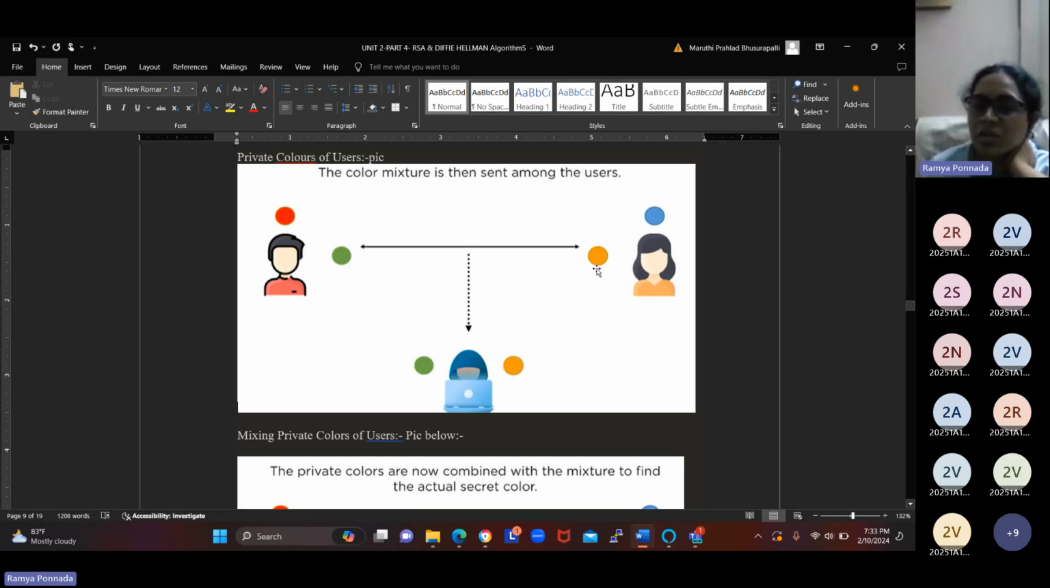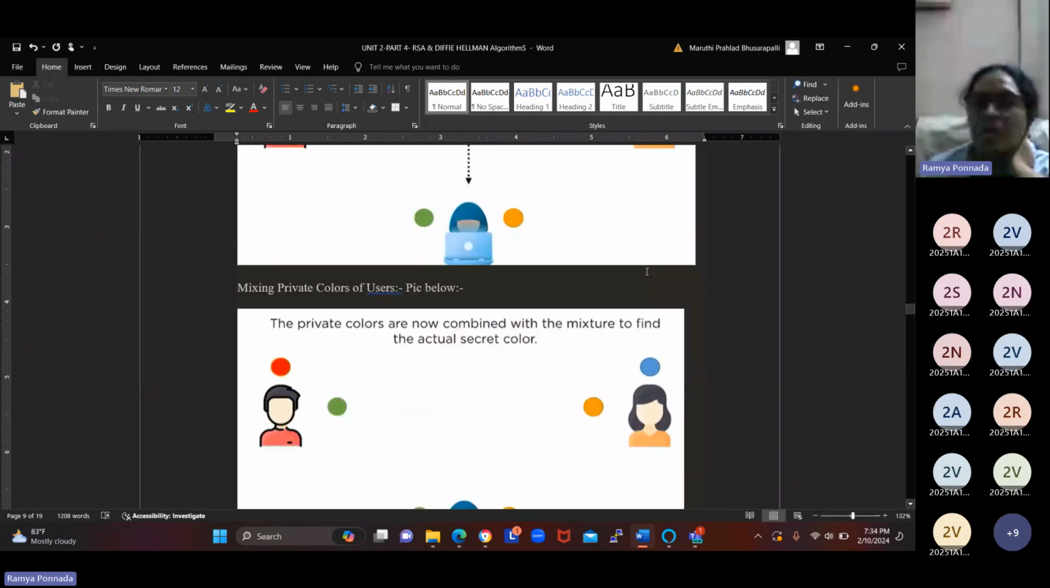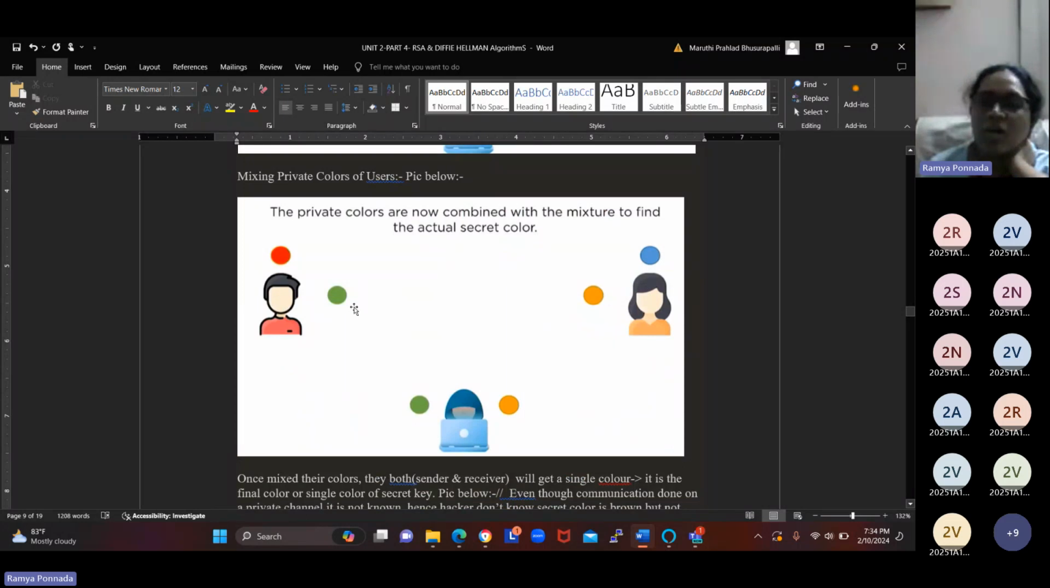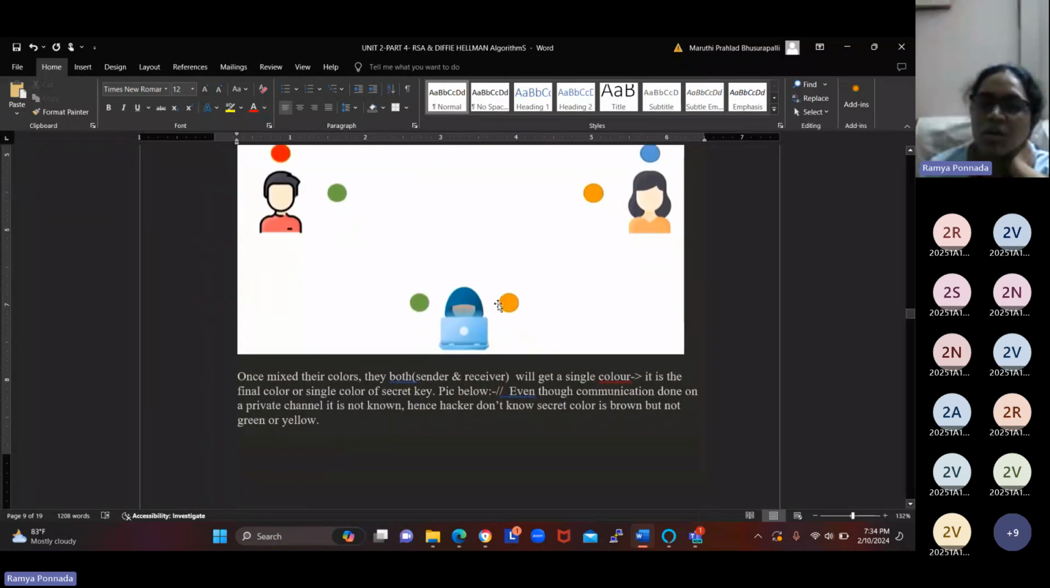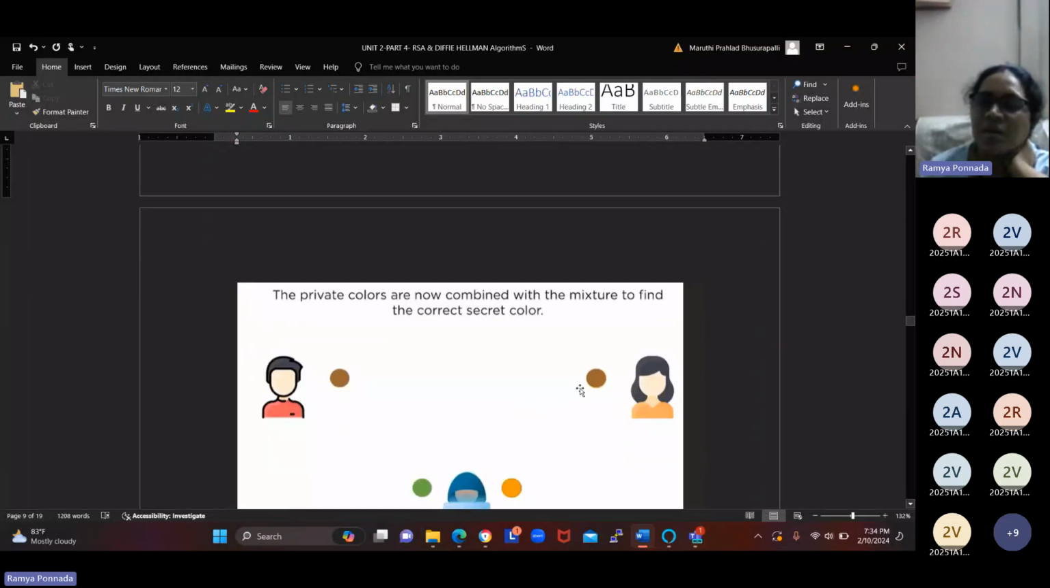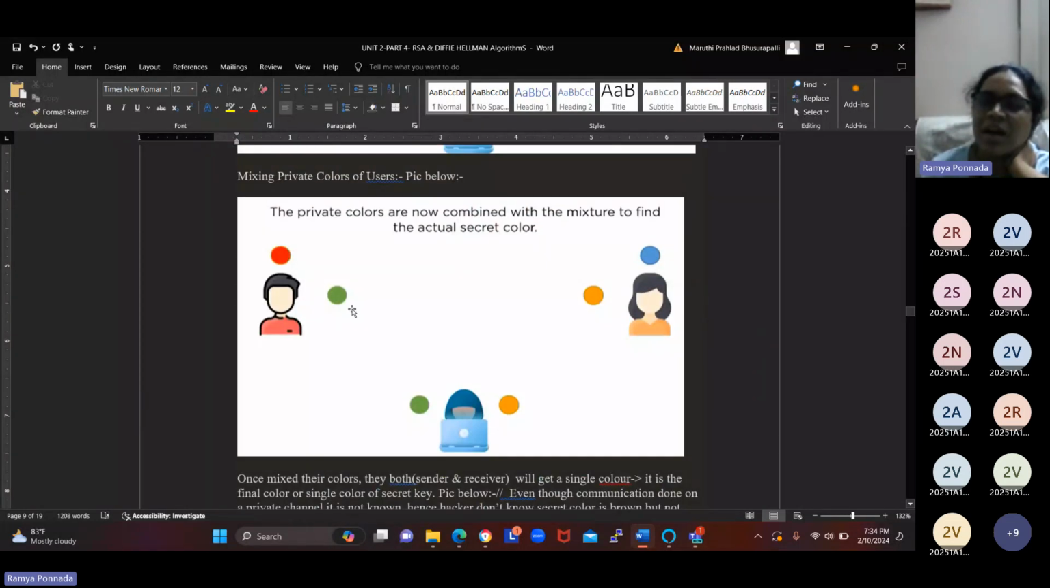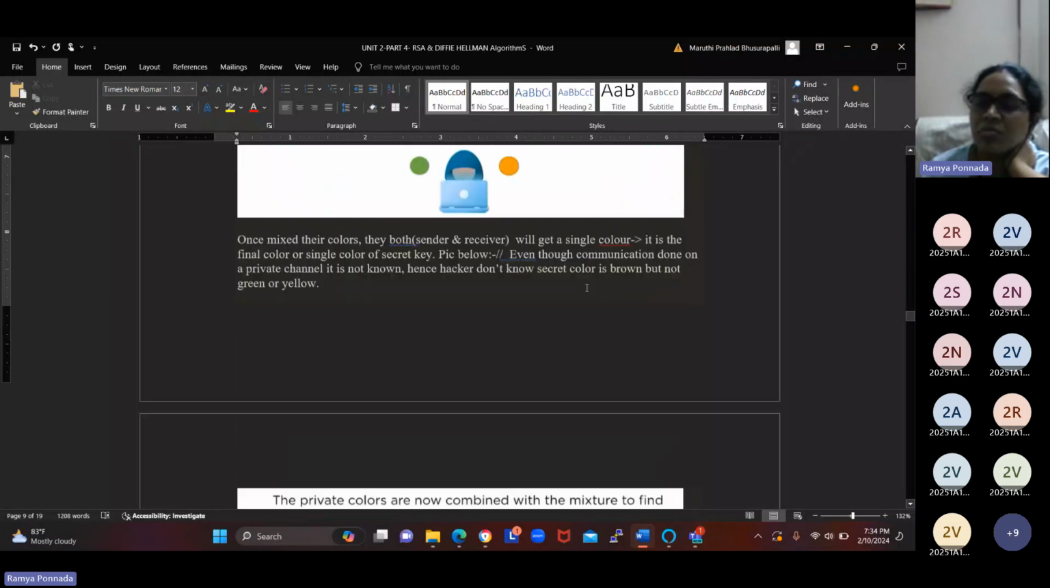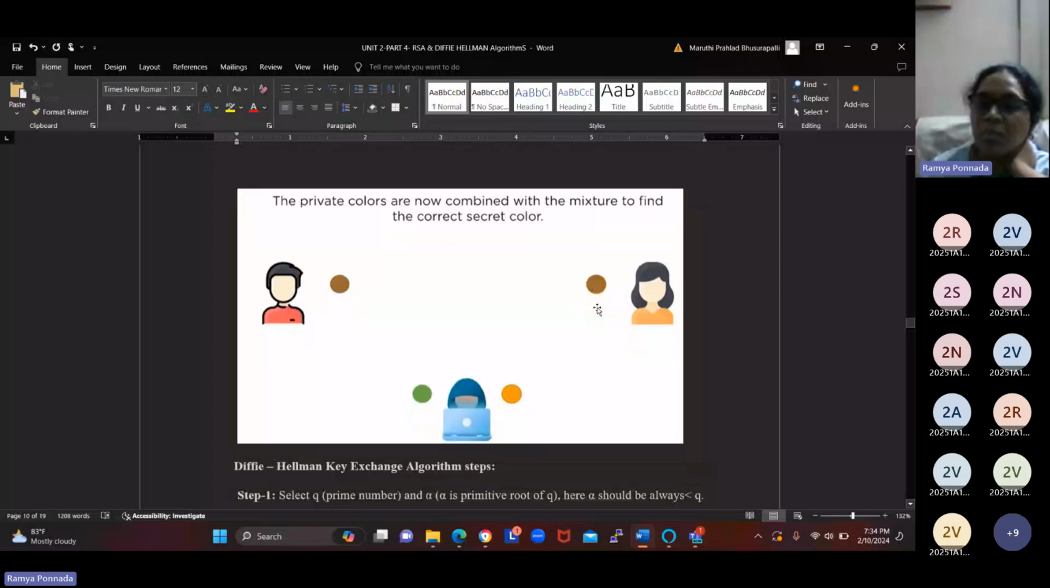Similarly, the yellow is sent to the receiver, and the receiver mixes in her own private color and obtains a new private color. Both are then combined together, and they end up with a single color. Once you mix red and green, you get a brown color. Blue and yellow mixed together also give a brown color.